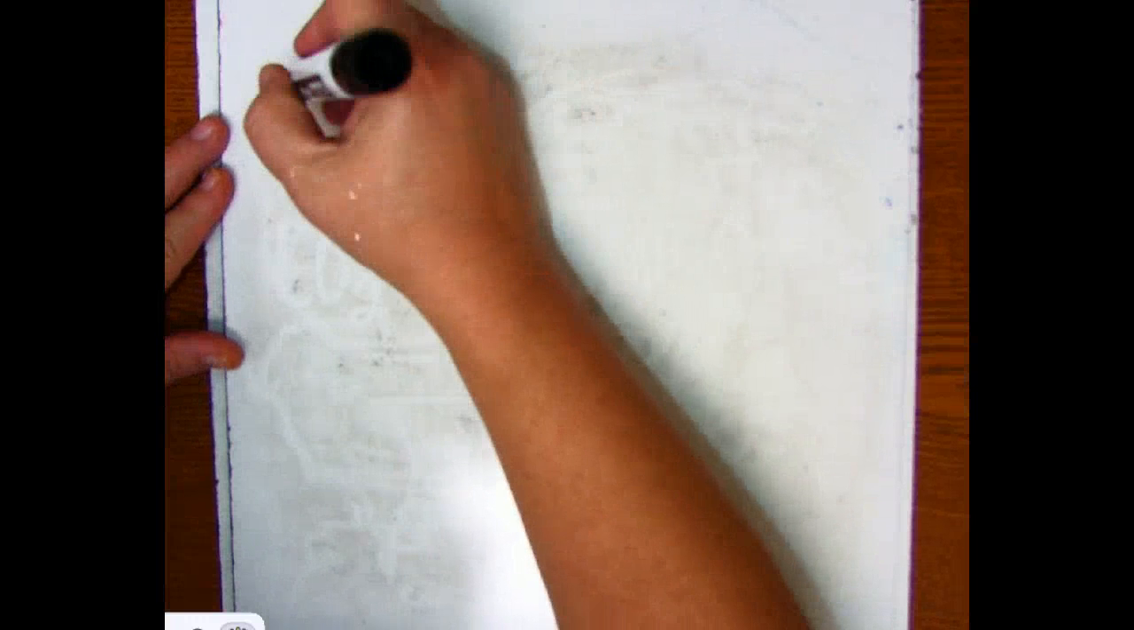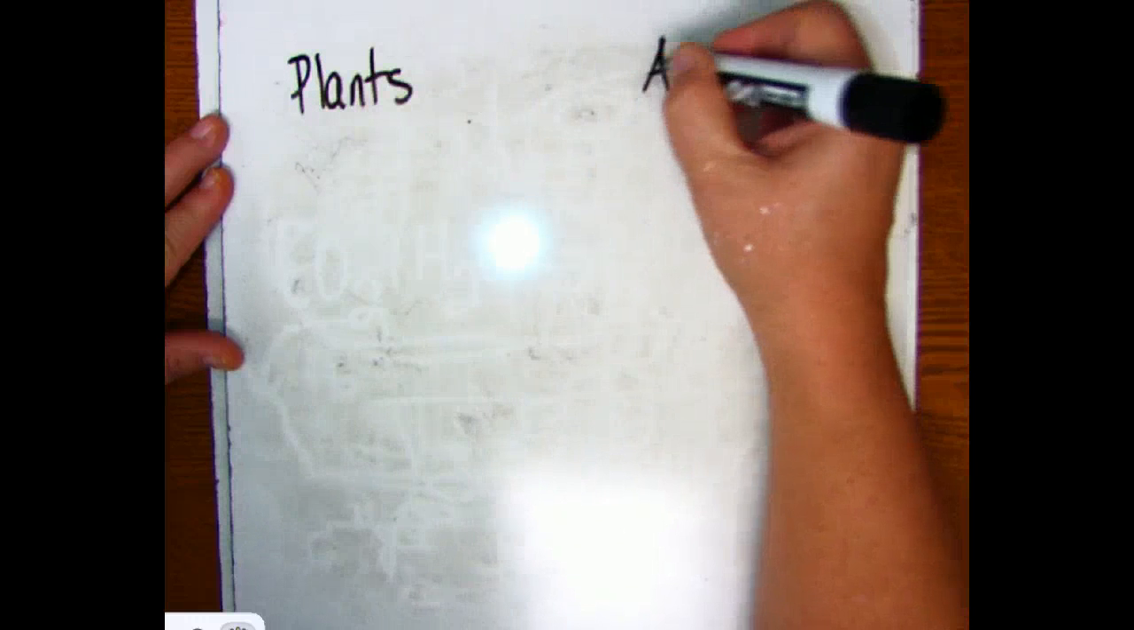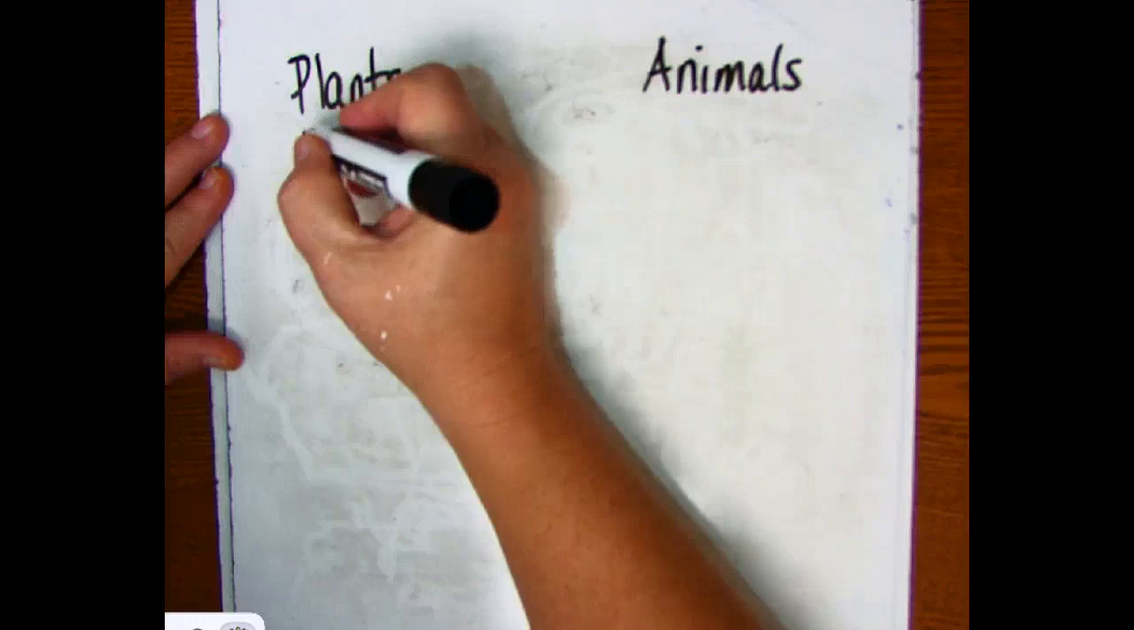Okay, so we need to remember cellular respiration. The points that you need to understand are that cellular respiration is carried out for the purpose of breaking food down into usable energy. Okay, so plants and animals both have food. Animals usually consume their food, and plants produce their food.